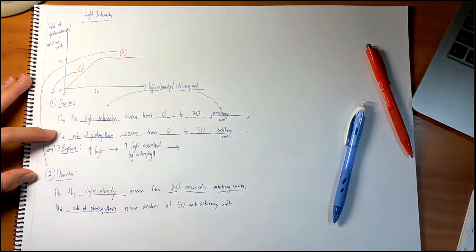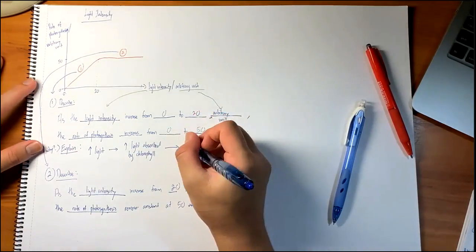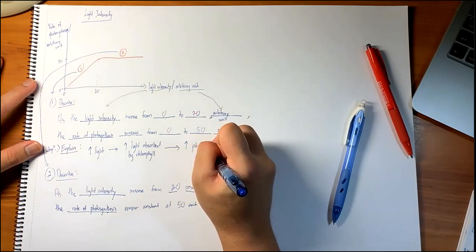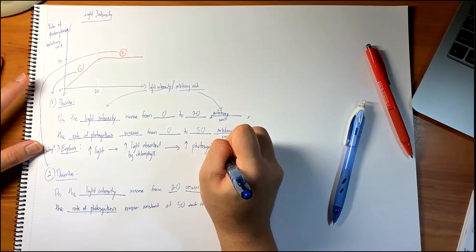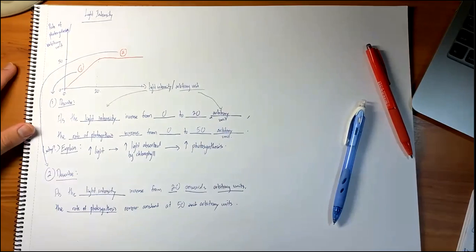So with more light, it means more light gets absorbed. If more light is absorbed, it means more photosynthesis. So it makes sense. It's quite straightforward as well.